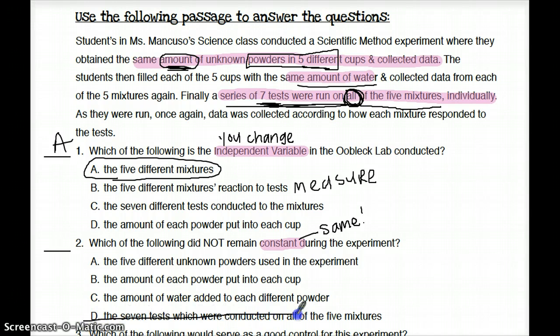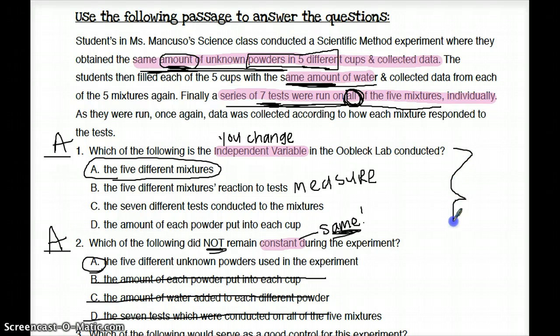So that's not it. The amount of water added. Well, if you look back up right here, it says the same amount of water. And we're looking for the one that's not the same. So that's not it. The amount of powder put into each cup. And right here, it says they obtained the same amount of powders. So that's not it. So the only thing that they actually did not keep constant is A, the different unknown powders used in the experiment.